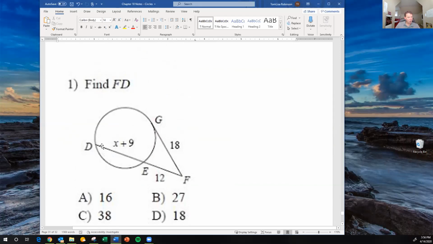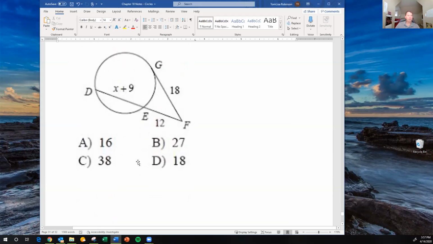That makes this chord length, DE, 6 plus 9 equals 15, and it makes the entire secant length 15 plus 12 equals 27. So make sure you're okay with, remember, we've talked about, don't just solve for x and think that's your answer. Don't just, in this case, think that the chord length DE is the answer. We're actually finding the length of the secant, which is FD.